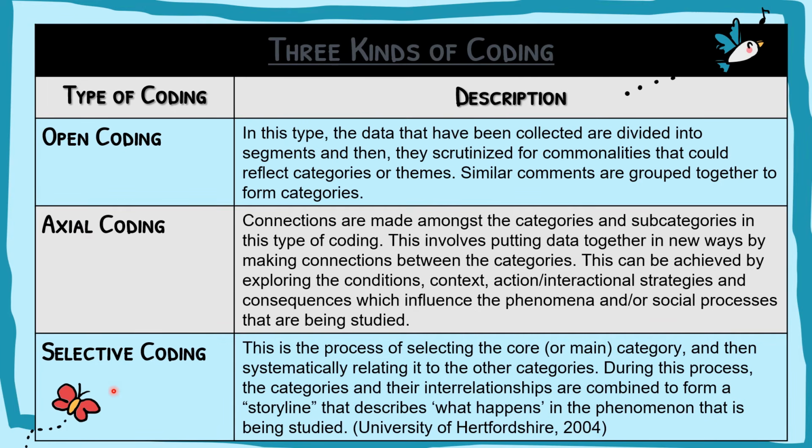The third is selective coding. This is the process of selecting the core or main category and then systematically relating it to the other categories. During this process, the categories and their interrelationships are combined to form a storyline that describes what happens in the phenomenon that is being studied.